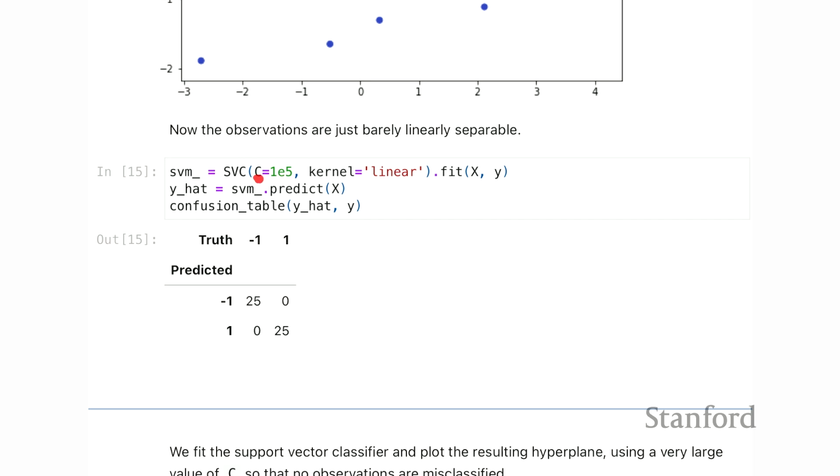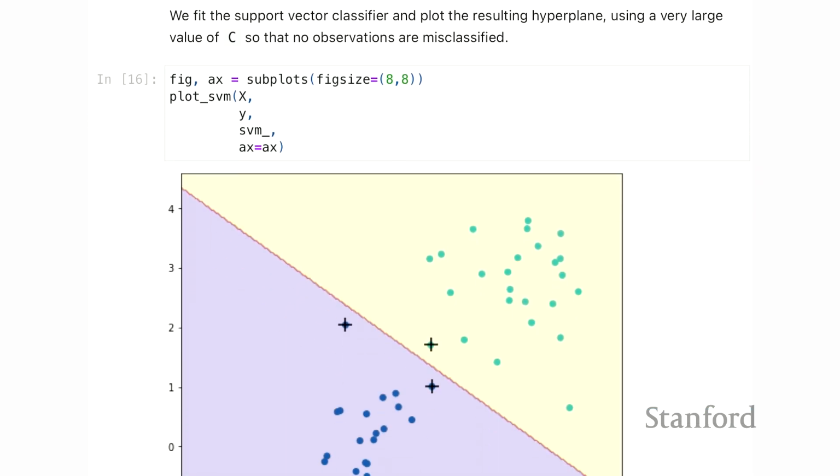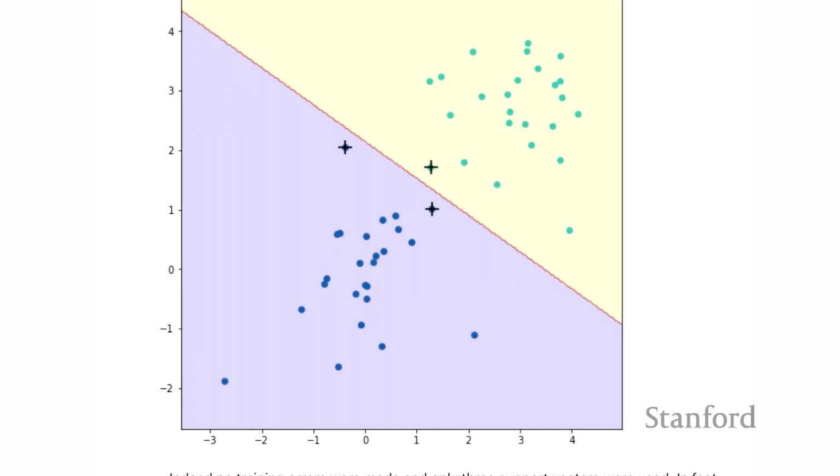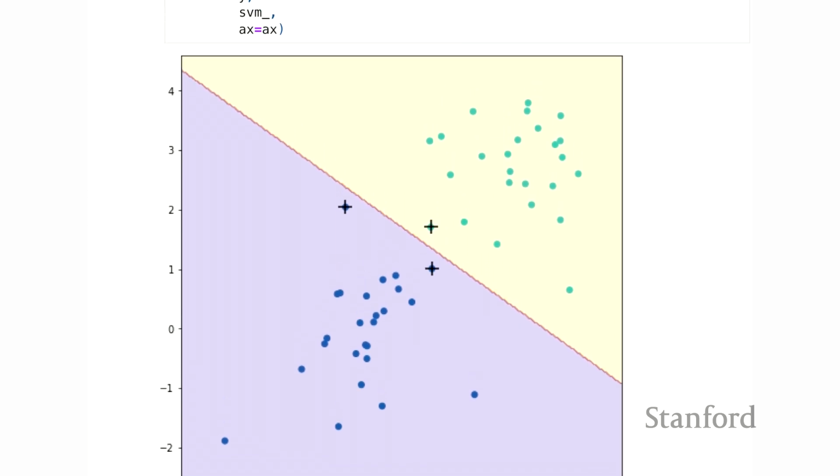Right. But for low cost, off the top of my head, I'm not sure if it would pick the separable solution. No, it wouldn't. It would still allow more support points. Okay. And here we can see that this is a case where there are very few support points compared to the 20 or so we had before.